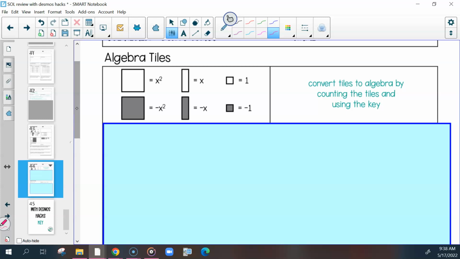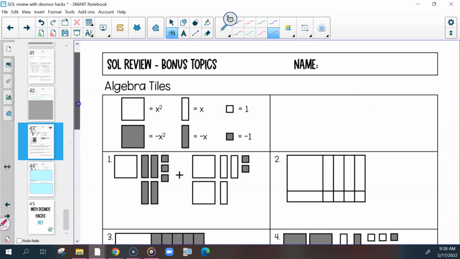Would we like to see any of 1 through 4? Two. Or 3. 3? Yeah. Okay. For algebra tiles, that's something you have to know how to be able to read and then convert. Not something you can really do on Desmos.